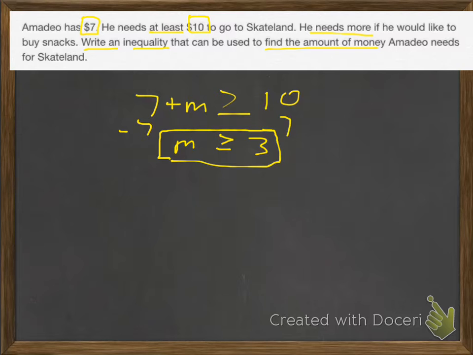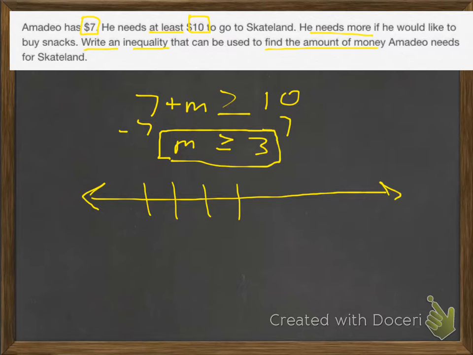Let's go ahead and graph this on a number line. So if I draw a number line, I can see that I have a number line that goes on in both directions, which is why I have my arrows. I also know that I'm looking at m being a number that is greater than 3 or equal to 3. So I'm going to have 0, 1, 2, 3, 4, 5, 6, 7.